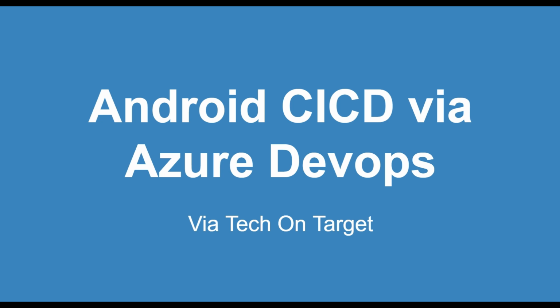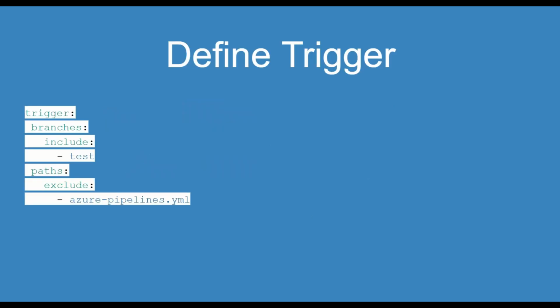And in today's video, we will see what the steps involved are in creating the Android app CI/CD via Azure DevOps. Let's start. First, the configuration of the pipeline is the trigger part.